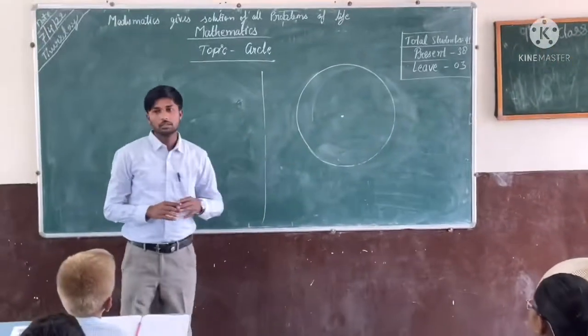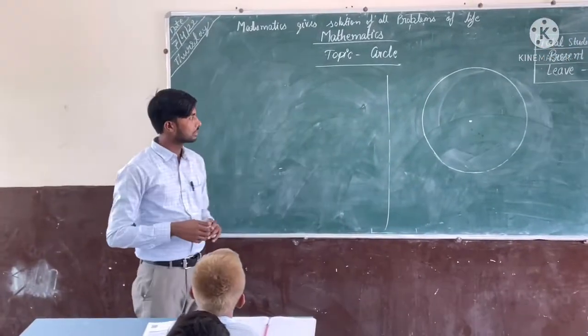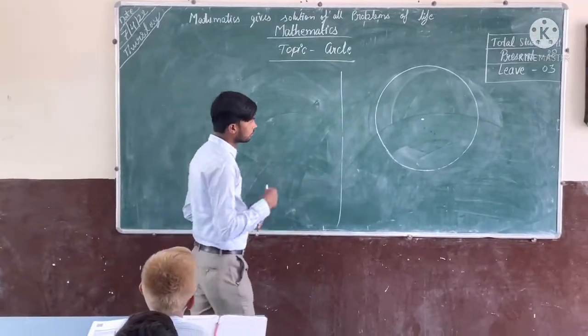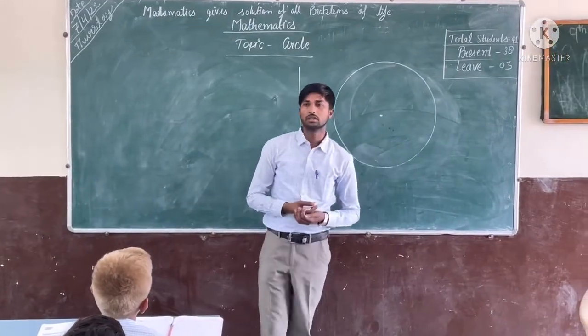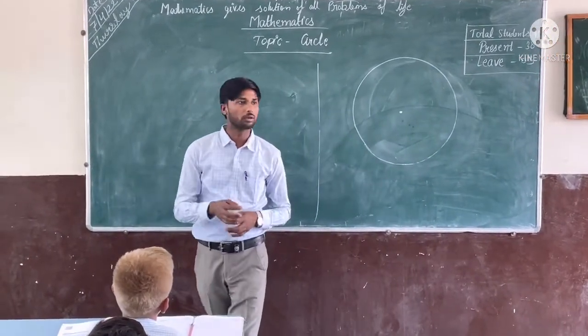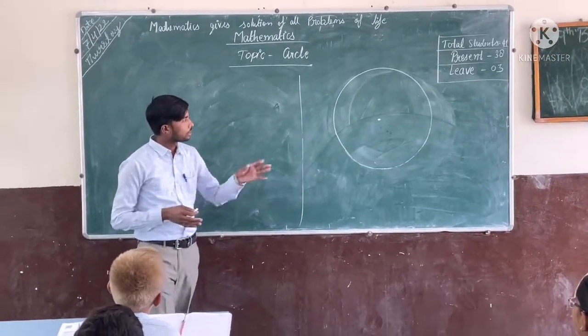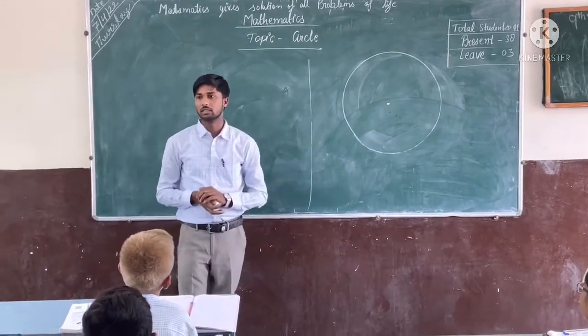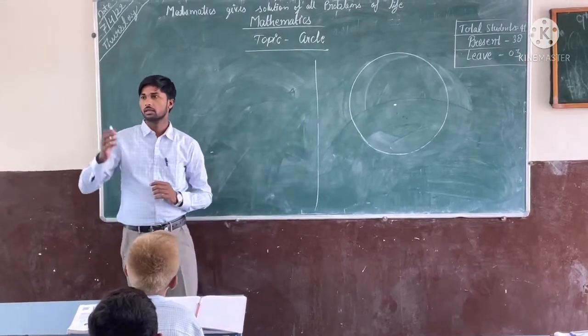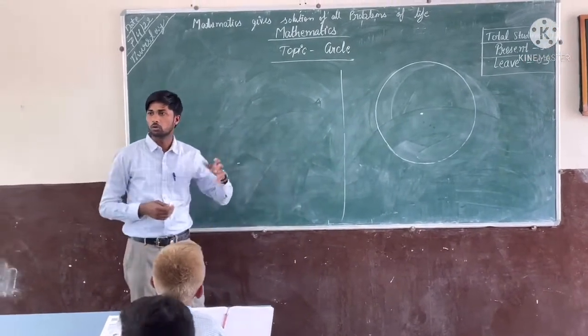So, as two of you have told that this is a circle, there are some properties and some methods also to draw the picture. How do we draw it? Anybody can tell me what is the process of drawing the circle? Yes, Apu, how to draw a circle?